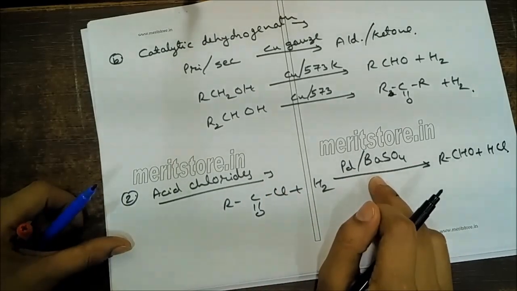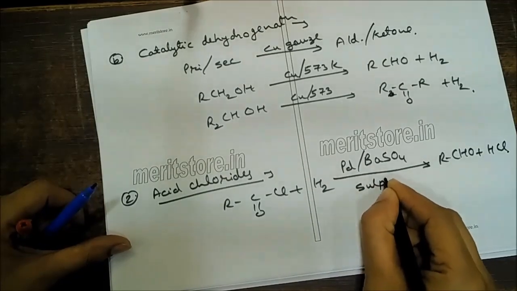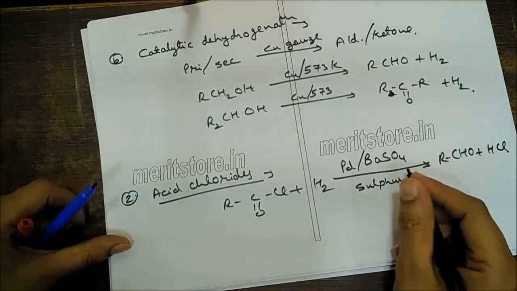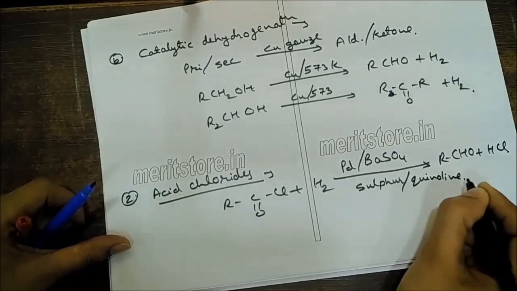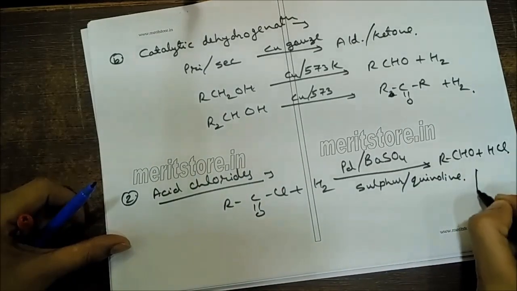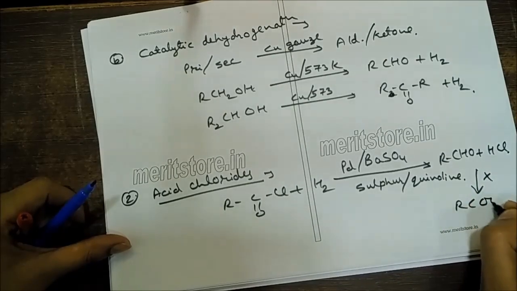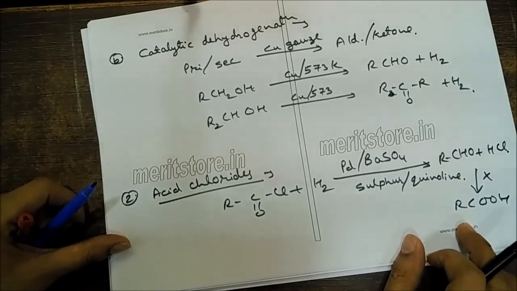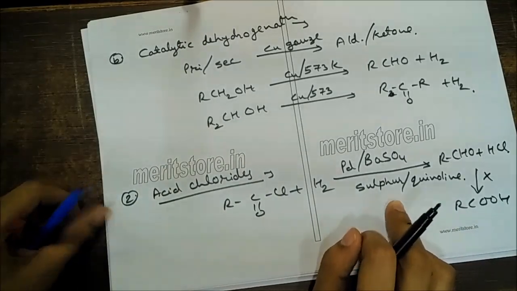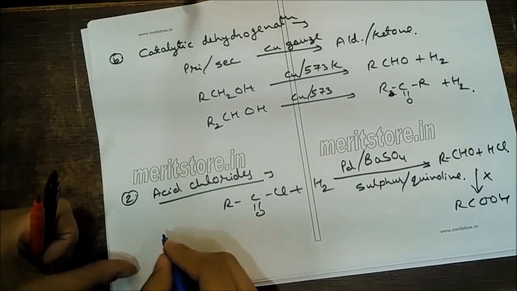This catalyst is partially deactivated by addition of sulfur or quinoline to stop further oxidation. Aldehyde can be oxidized in acid. To stop this reaction, we need to add sulfur or quinoline. This reaction is called the Rosenmund reaction.